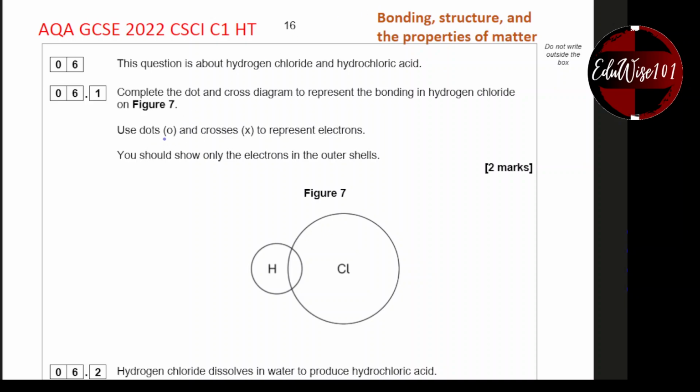So if I use the dots for hydrogen and the cross for chlorine, remember chlorine has 7 electrons in the outer shell. So there would be 1 electron from hydrogen and 1 electron from chlorine, which is being shared. And the rest of the 6 electrons in chlorine are not being shared, and will be on the outside.